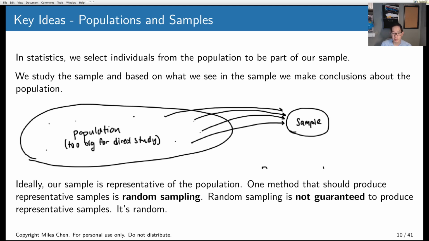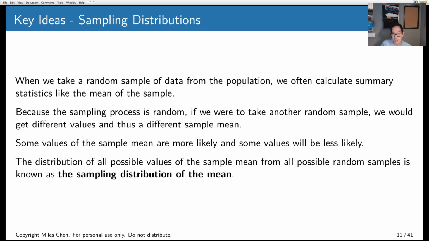Ideally, whatever sample we're dealing with, our sample is representative of the population. Now, one method that should produce representative samples is random sampling. Random sampling is not guaranteed to produce representative samples. It's random. But overall, mathematically, when you do simple random sampling, where you select individuals one at a time, you should get a sample that is representative of the population.